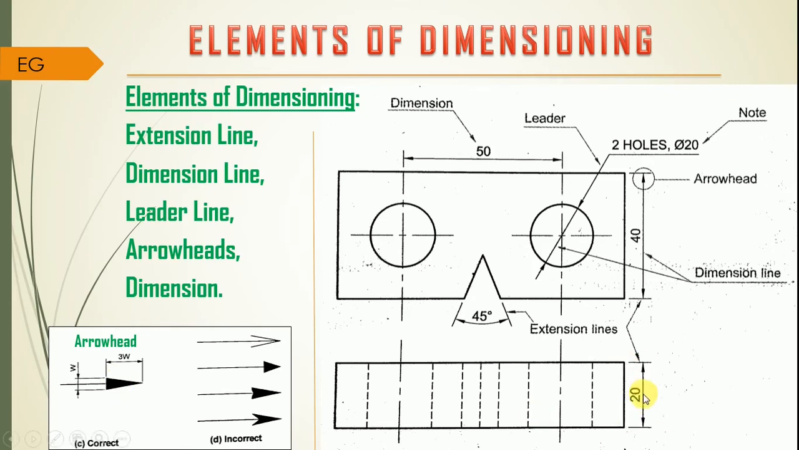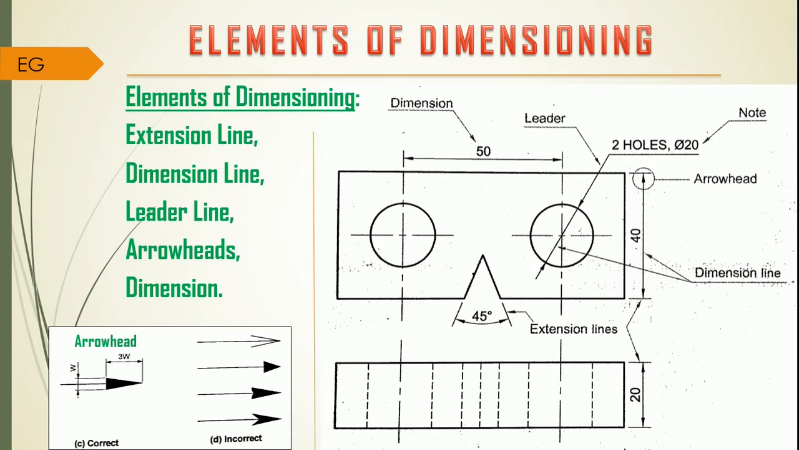And as you draw the arrowhead on the respective dimension line, the last part remaining is to show the dimension number. So this is actually 20 mm, this is 45 degree mm, this is 50 mm. So this is the dimension number.